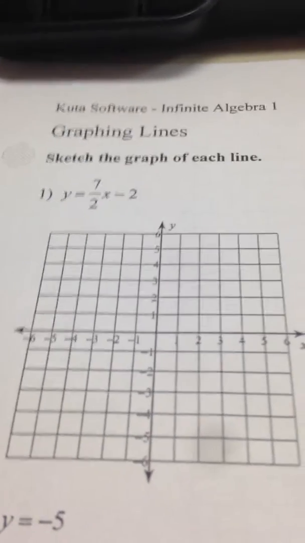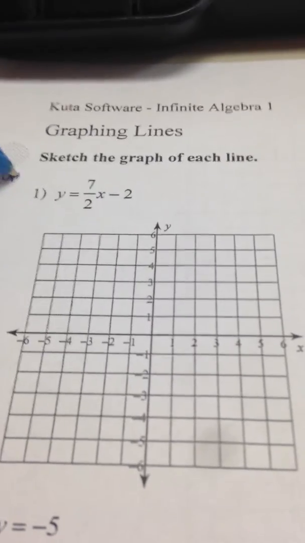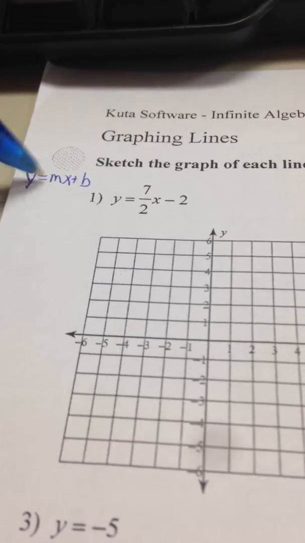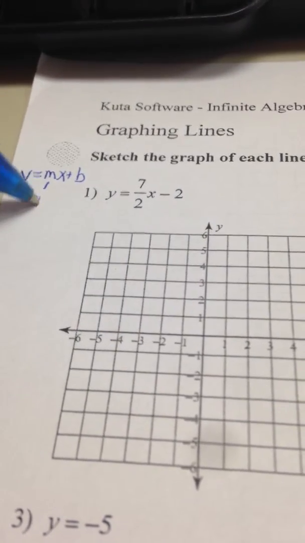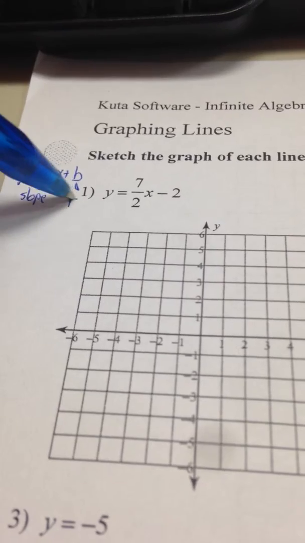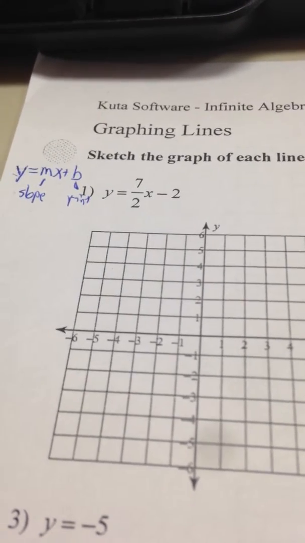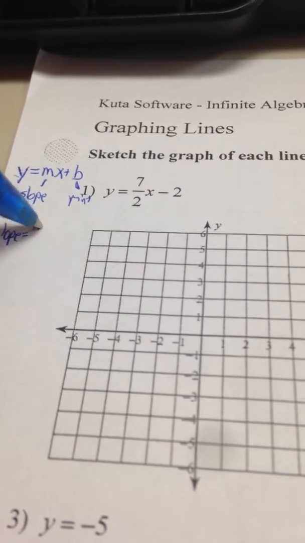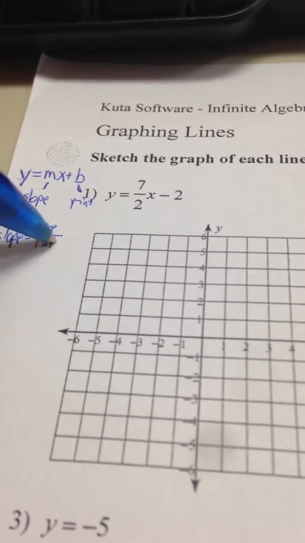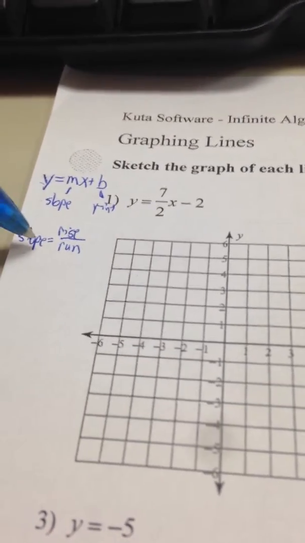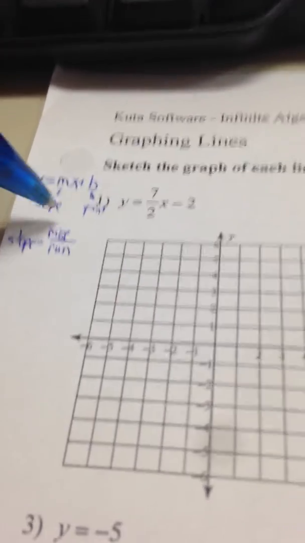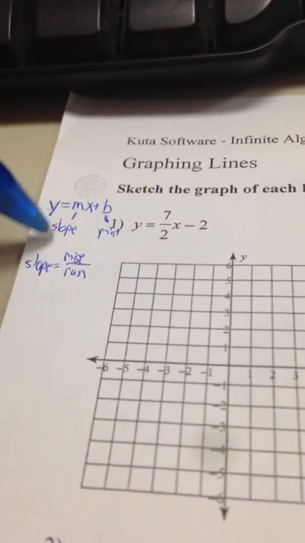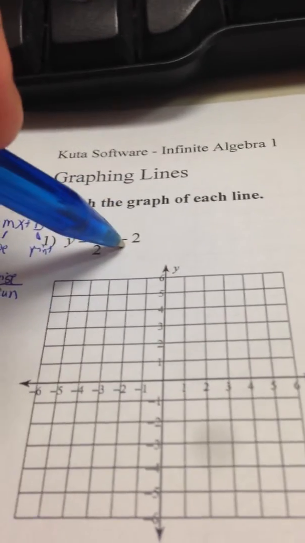All these lines here are given in the form y equal to mx plus b. What we mean by that is, this is called slope-intercept form, where m right here is our slope, and b is our y-intercept. When dealing with slope, slope is equal to our rise over our run. We talked about this previously last week, right? So whenever we look at our slope, we need to look at this in terms of rise over run, okay? And then this b here is our y-intercept.